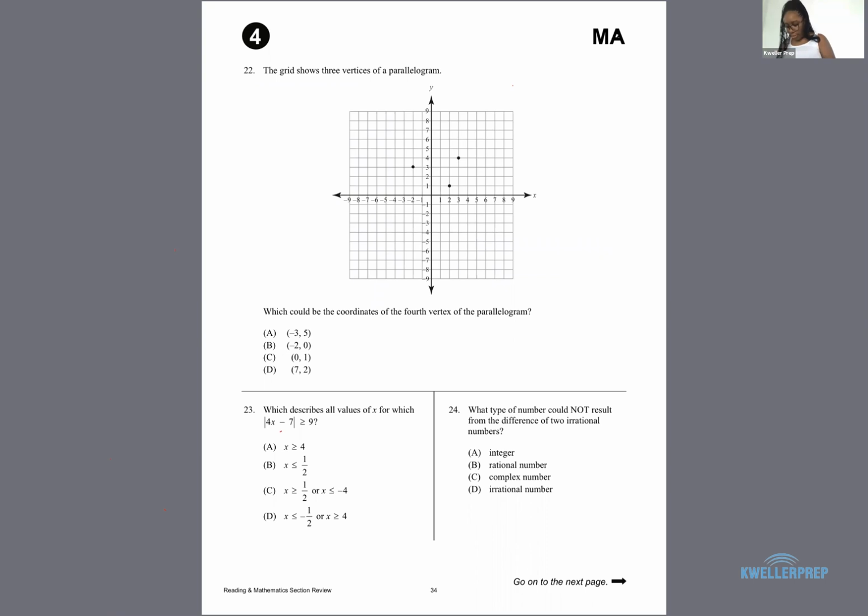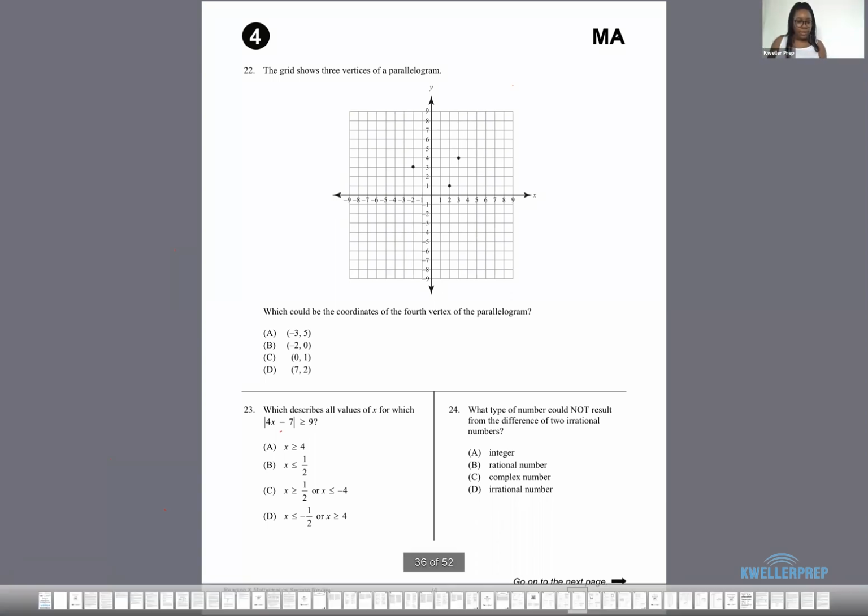So for number 22, the grid shows 3 vertices of a parallelogram. Which could be the coordinates of the 4th vertex of the parallelogram? You know that if you're building a parallelogram, the two opposite sides need to be parallel to each other. So what I recommend is you pick the values, put them on the graph, and see which ones give you two opposite sides that are parallel.